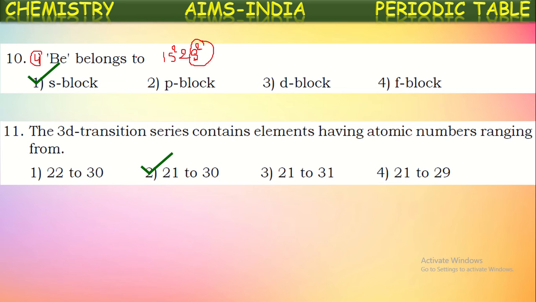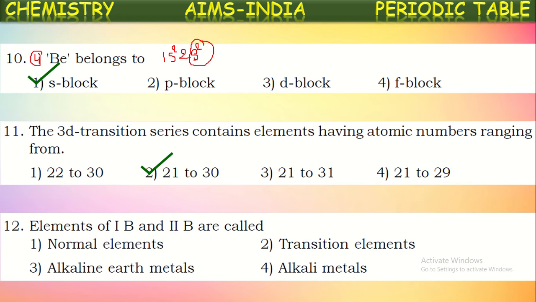Next one, elements of 1B and 2B are called... So these also come under d block elements or transition elements. 1B and 2B, which we can say are the 11th and 12th columns in the modern periodic table. These two are called transition elements along with the remaining 8 columns. Okay, transition elements.